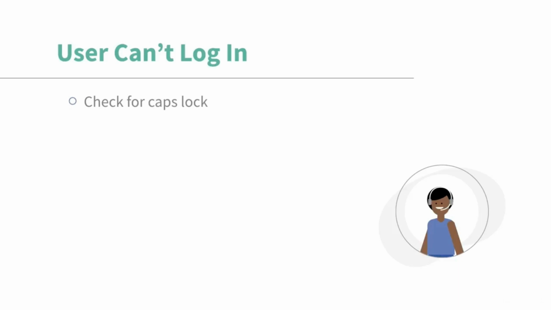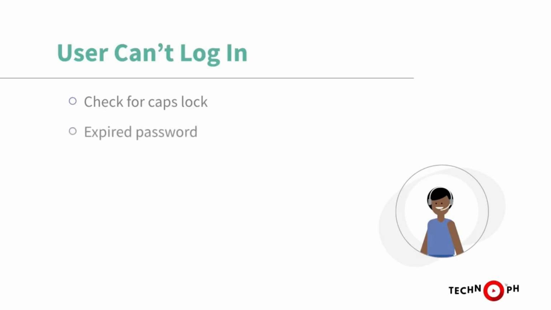The first most common issue you're going to get is you can't log in. Here are some common solutions for when a user calls and says they can't log in, such as making sure that they don't have the caps lock turned on. That happens a lot. And then, of course, if they type the password incorrectly a certain amount of times, it's going to lock out that account and you'll have to unlock it.